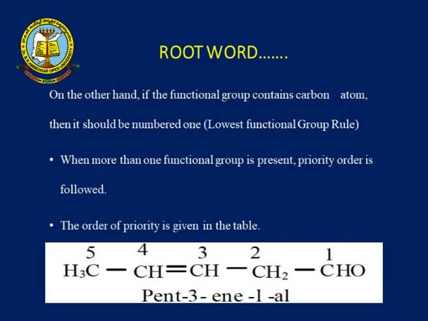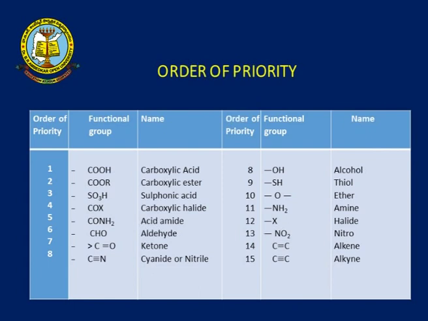So, when two functional groups are there, this is one functional group, this is another functional group. Which one has to be given the least number? Now, another rule is there, known as the priority rule. According to this priority rule, you have to give the least numbering to these compounds. Now, this is the priority rule. These are the compounds where priority must be fixed.